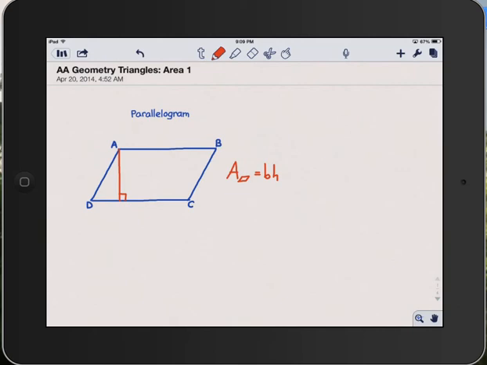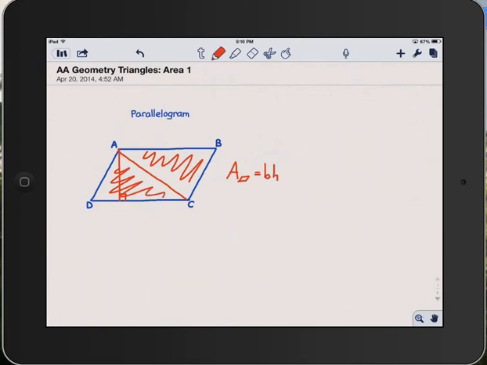Okay, area of a triangle problem. First of all, we develop the formula for the area of a triangle by starting with a parallelogram. The area of a parallelogram is base times height, but we take the parallelogram and divide it into two congruent triangles by drawing a diagonal.